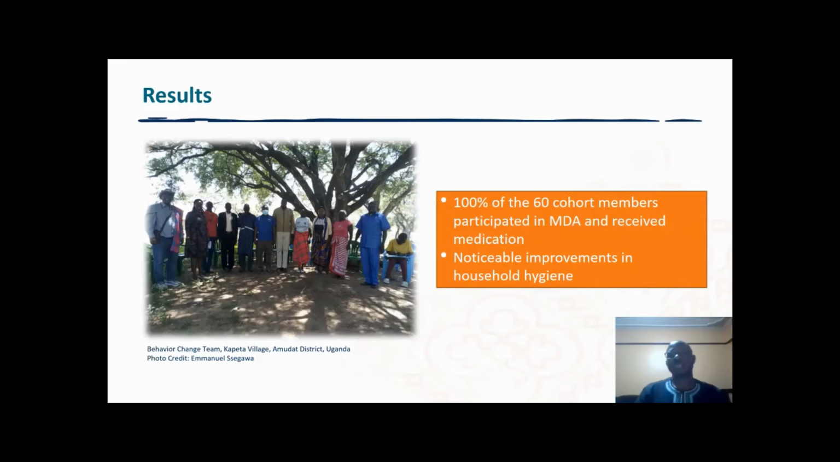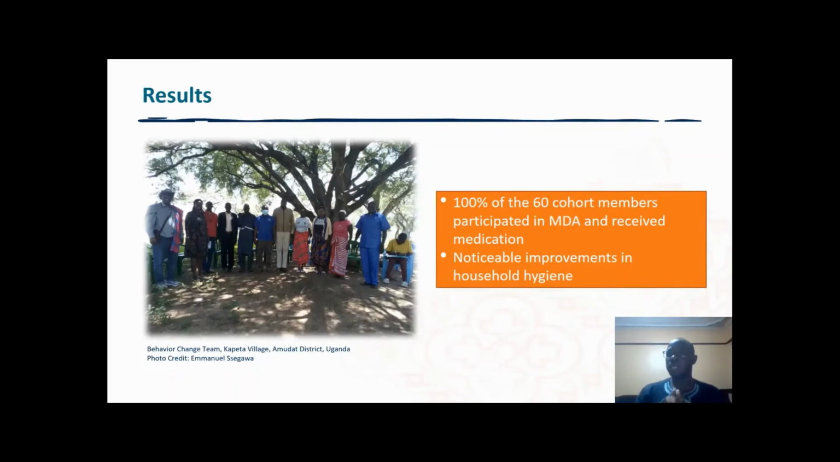In terms of results, in Moroto pilot, we registered 100% of all the 60 community members that were engaged directly, but this achievement was far beyond these 60 cohort members, because nearly all community members in these villages accessed MDA, and they were being mobilized by the cohort members and other community members that understood the importance of having everyone get the treatment, because they knew that if your neighbor doesn't get the treatment, they could be a source of your new infection.